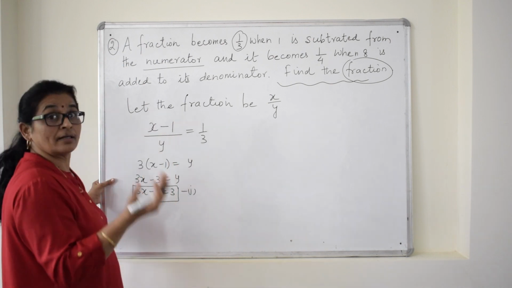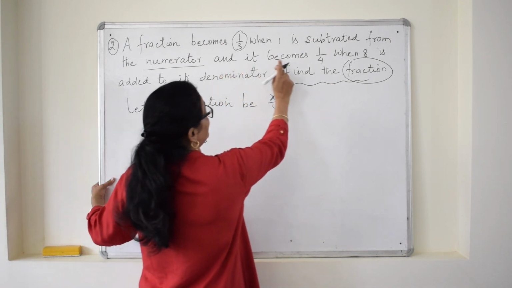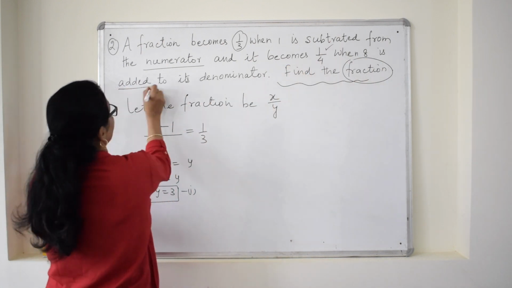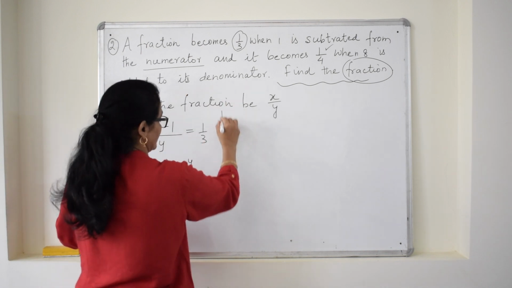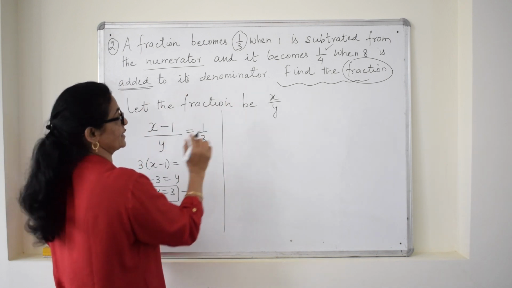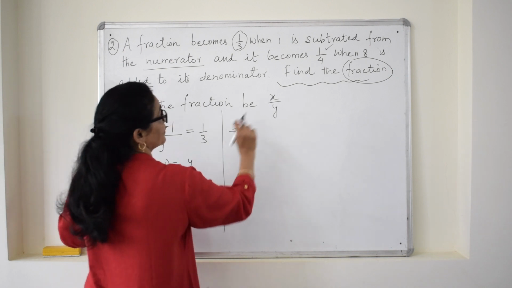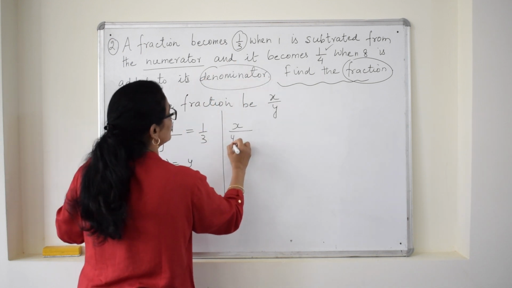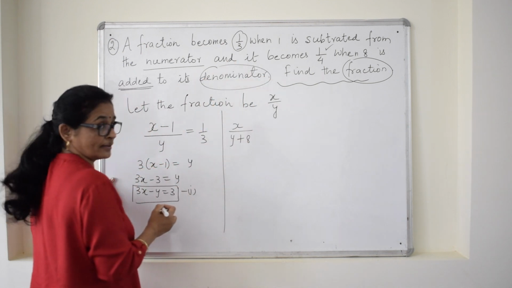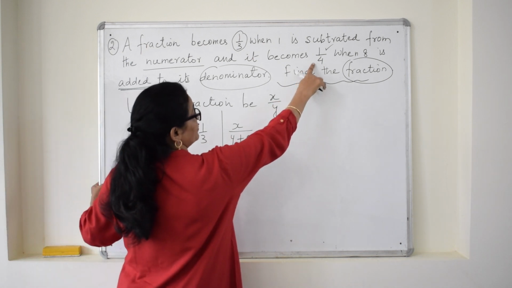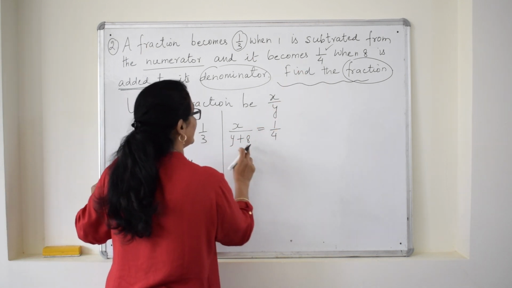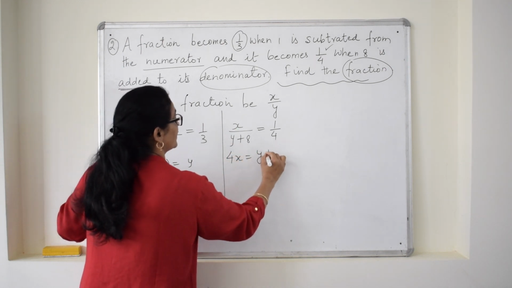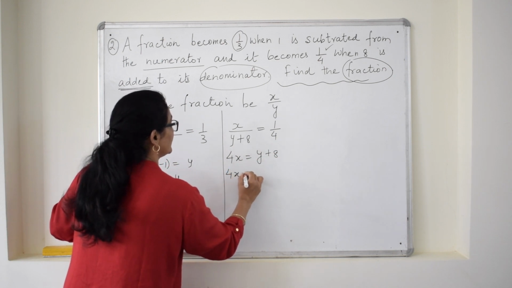Now we will apply the second condition. It says that it becomes 1 upon 4. And what we are doing? 8 is added to its denominator. Means we are not changing the numerator in this case. x is as it is, but 8 is added to the denominator. So the new denominator will be y plus 8. In this case, the fraction becomes 1 upon 4. Again, this is not the standard form. Cross multiply. 4x is equal to y plus 8. So the equation is this.